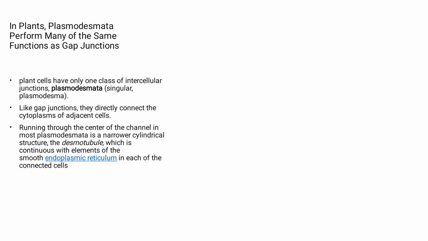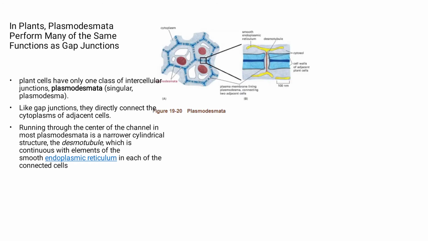Every living cell in a higher plant is connected to its living neighbors by these structures, which form fine cytoplasmic channels through the intervening cell walls. As we can see in this figure 19-20, it shows here the plasmodesmata. In letter A, it shows here the cytoplasmic channels of plasmodesmata pierce the plant cell wall and connect all cells in a plant together.